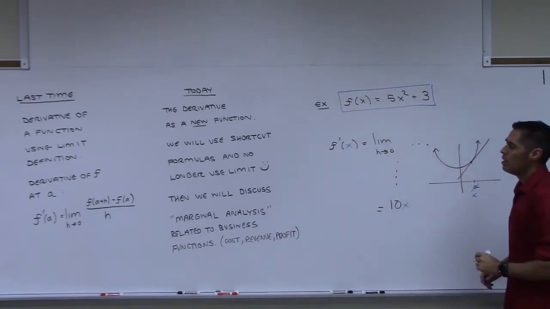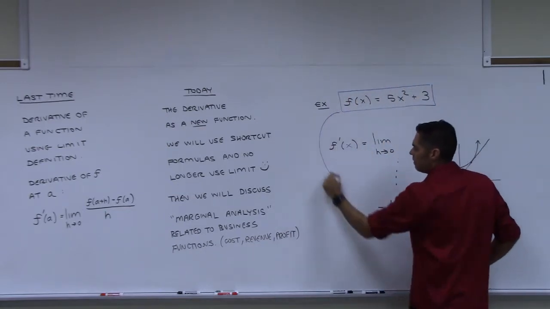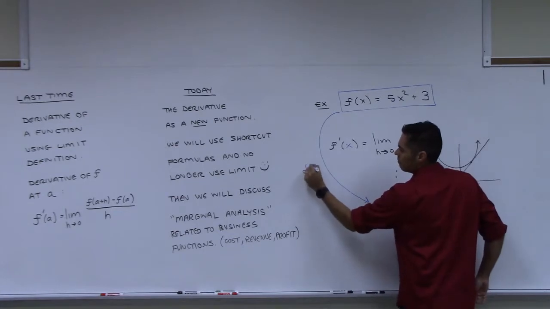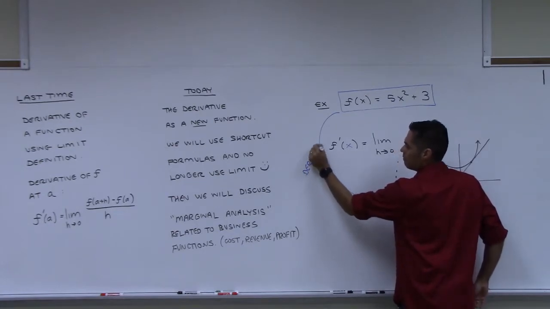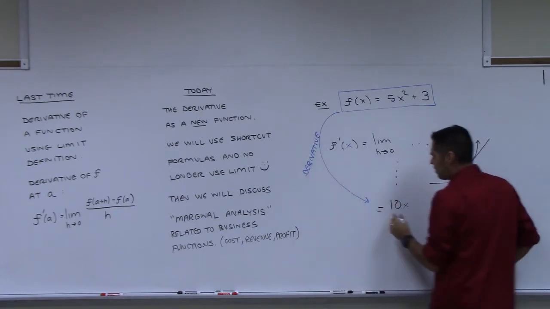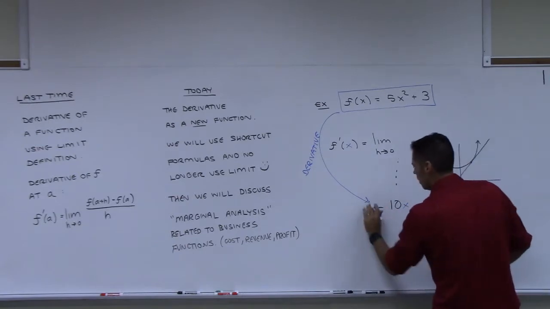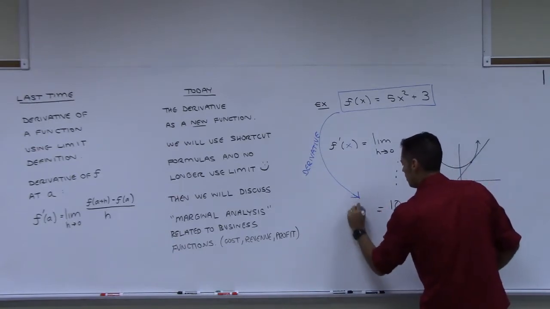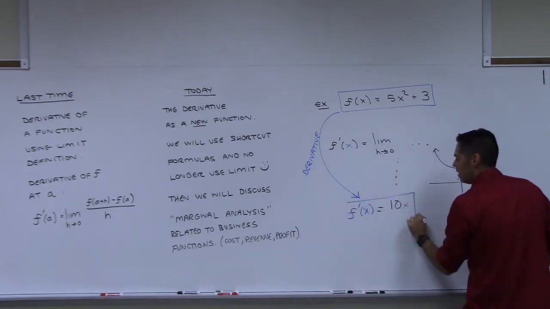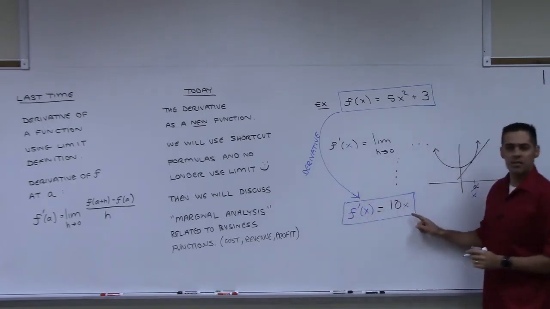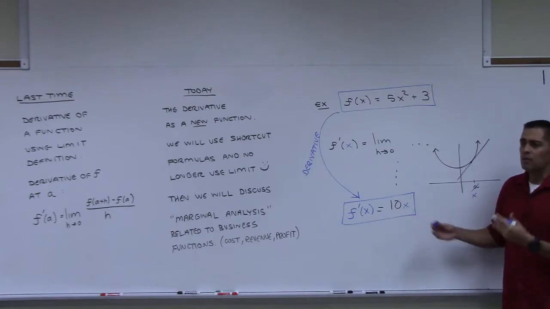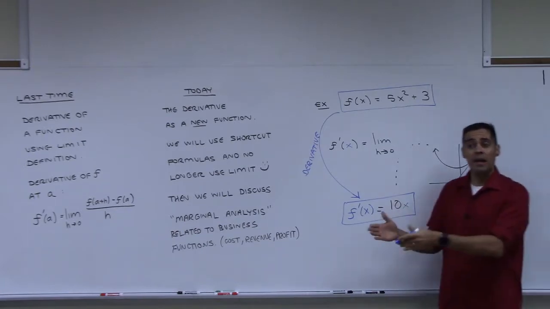So you start with this function, f of x, right? There it is. You do this thing called the derivative. And you get this new function. Let me write it this way. f prime of x. And it now is a brand new function, 10x. Understand? All I'm doing right now is replacing the a with x.